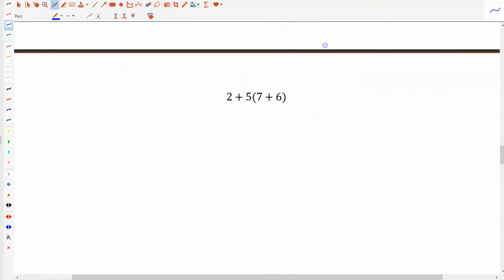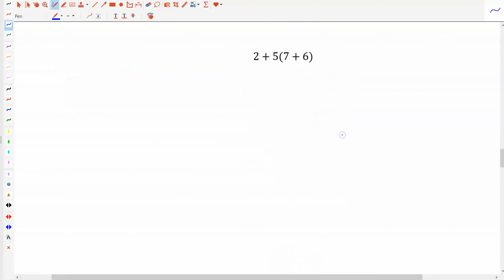Let's move on to another one. This one will involve some grouping symbols. So it's 2 plus 5 parentheses 7 plus 6 close parentheses. So I'll draw it over here, GEMDAS, to remind myself of my order of operations. Now this one does have a grouping symbol.